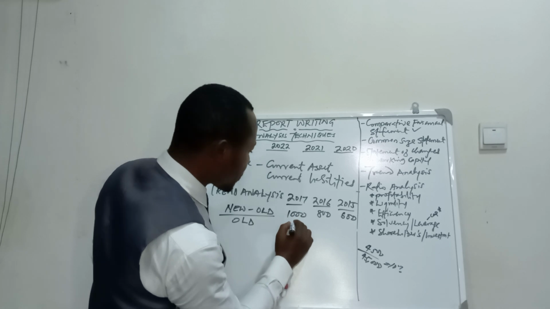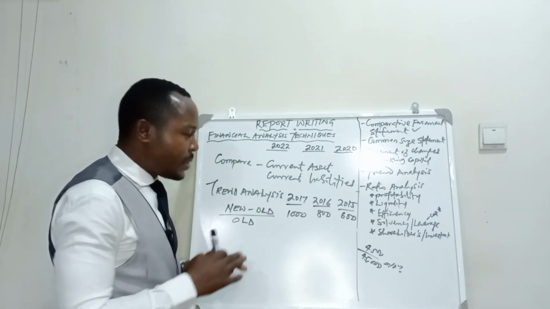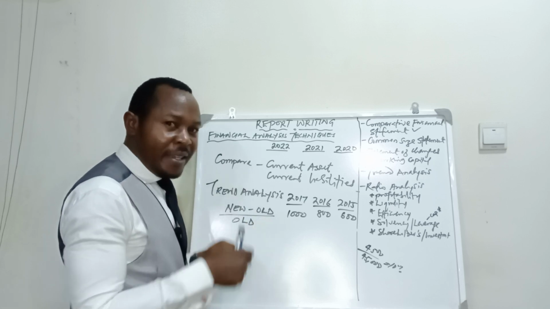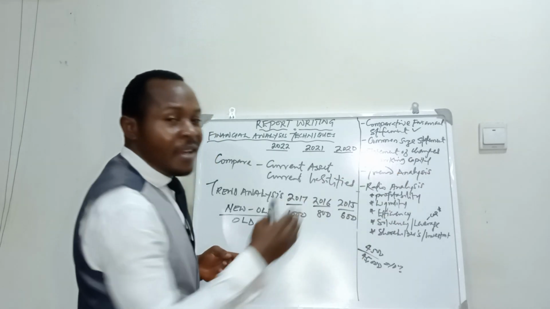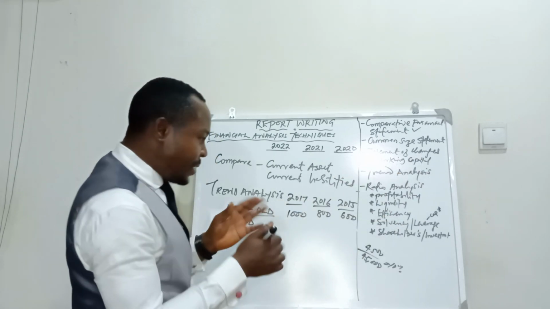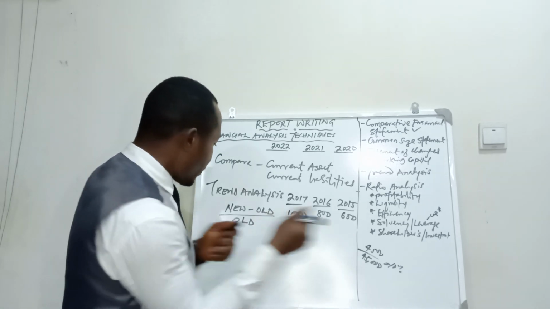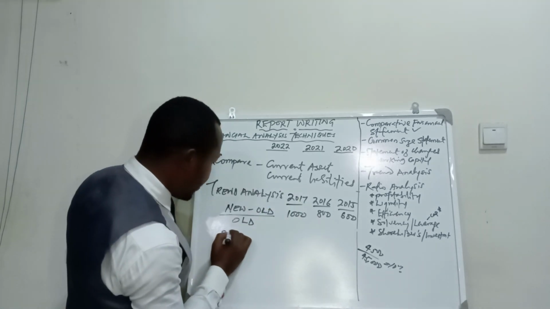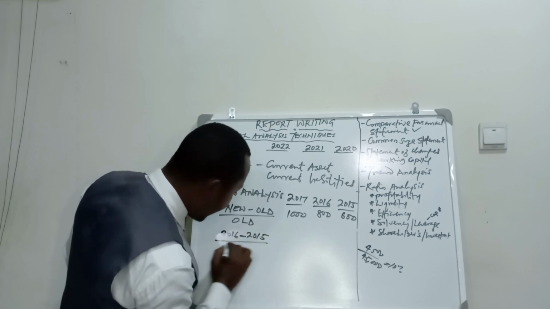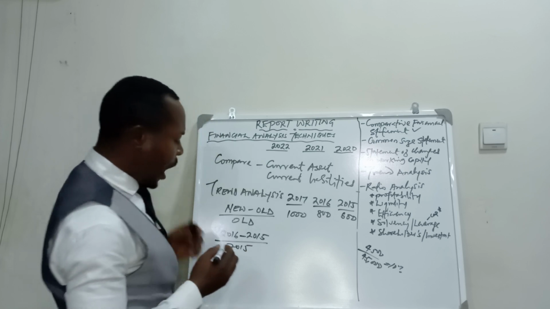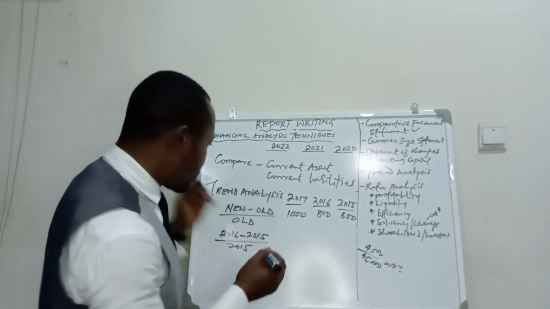This is your new. The most recent year is the new. Bear it in mind, the most recent year is the new. The earliest years are the old. So I will take them from 2015 to 2016. It will now be 2016 figure minus 2015 figure divided by 2015 figure. I hope this is clear to us. Whatever figure you have here, just substitute it.